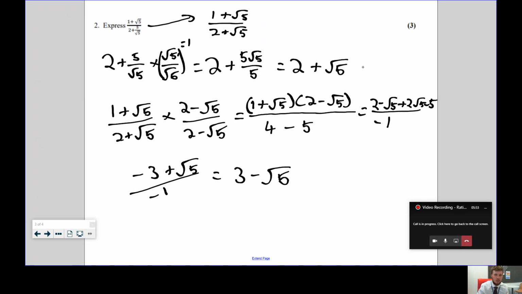And again, the marks you'd get for this question, you'd get a mark for working out that it's going to be 2 plus root 5. You'd get your second mark for this step here, where we are looking at 2 minus root 5, and you'd get your final mark for completing it. Good, just check your answers for that one.